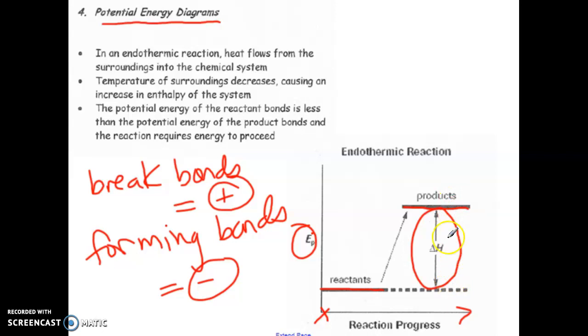So what you're looking at here, when we talk about delta H, we're looking at the overall process. If you have an endothermic reaction, that means that more energy had to go in than the energy that had to come out. So the overall delta H here is a positive value. Notice the products have a higher potential energy than the reactants did.